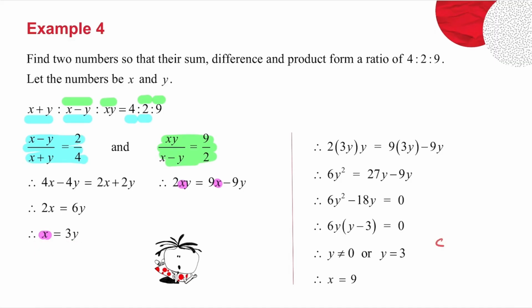And with word problems, always check your answer. So if x is 9 and y is 3, the sum of the two numbers is 12. The difference, 9 minus 3, is 6. The product, 9 times 3, is 27. 3 goes into all of those numbers, 3 into 12, 3 into 6, 3 into 27, and the ratio I've got is exactly what they gave me. So there's that one done.